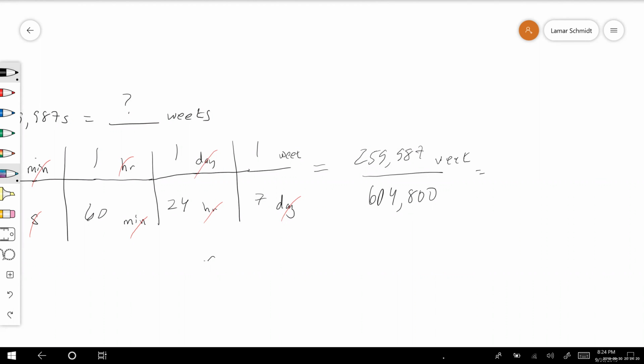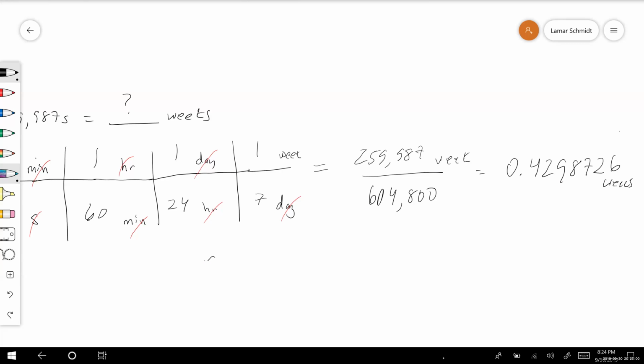And so we have, I'm sorry about my handwriting, it's not very good. We have 259,987 divided by 604,800, and that will equal 0.4298726 weeks. So how many sig figs can I have? Well, in my original problem, I had 6, so I can have 6 here. 1, 2, 3, 4, 5, 6.